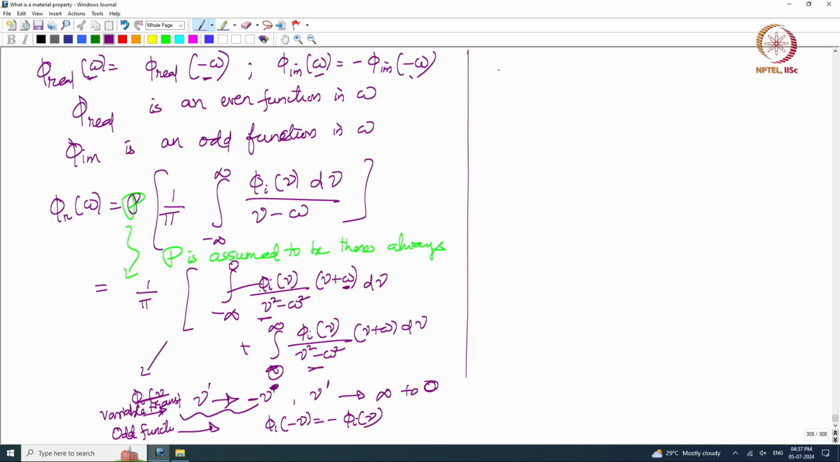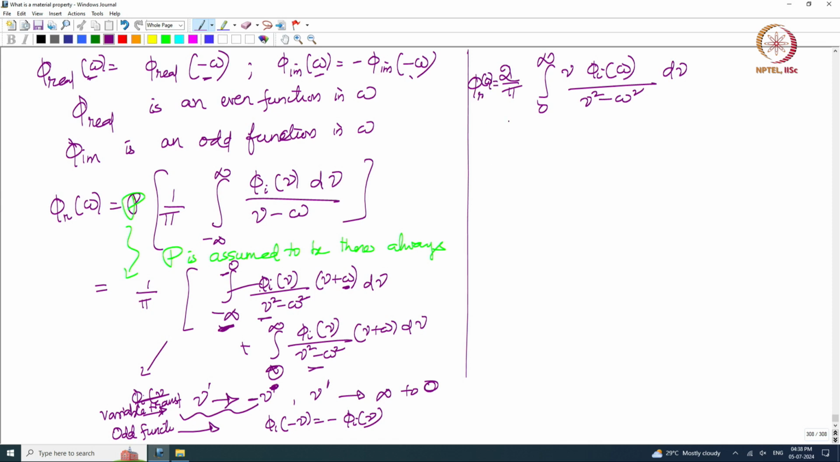and I will just get this to be, changing the limits from 0 to infinity, 2 by pi times the integral from 0 to infinity of nu phi I of nu divided by nu squared minus omega squared d nu. So this is phi r of omega.